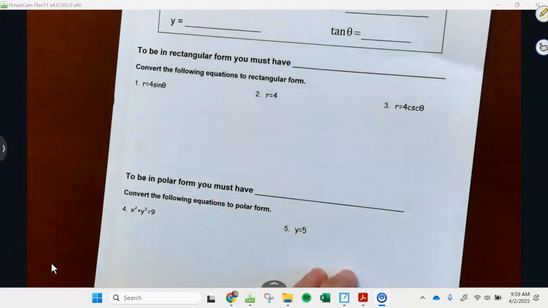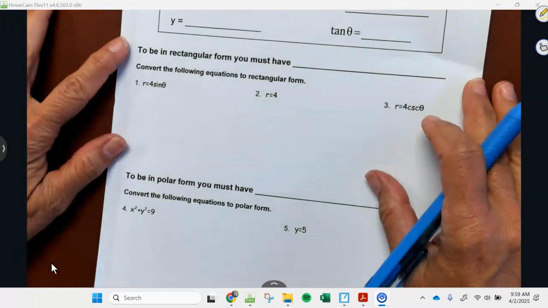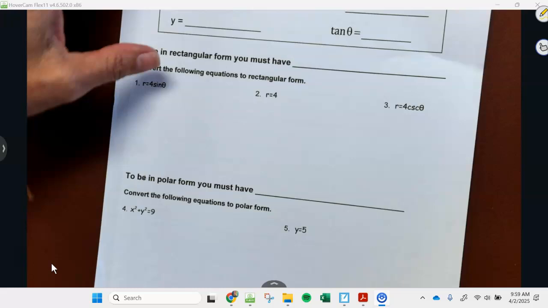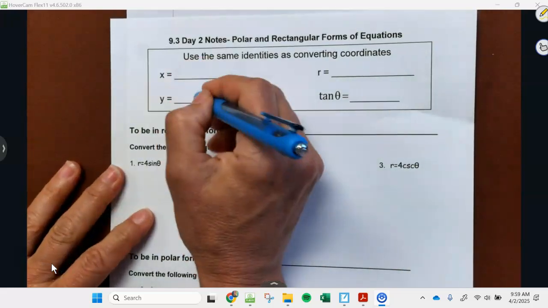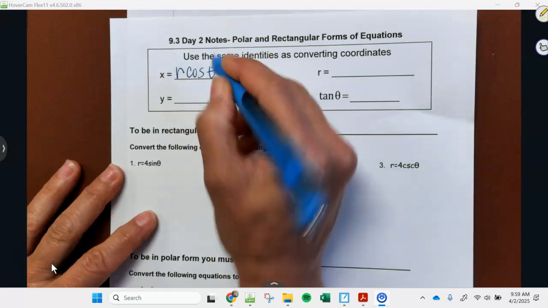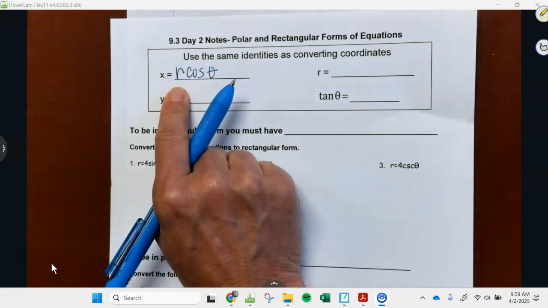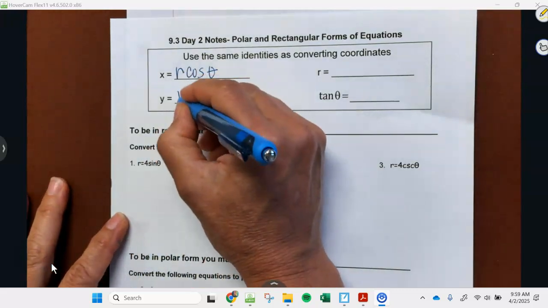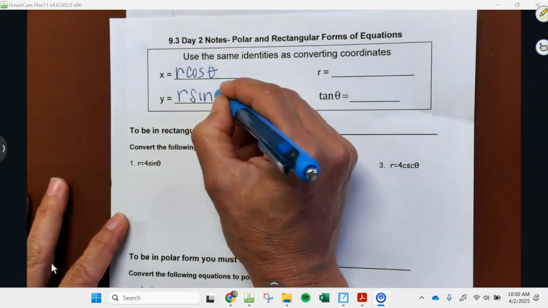Two notes, polar and rectangular forms of equations. Yesterday we did coordinates, now we are doing equations. So same thing as yesterday, x is still r cosine theta, like literally with the letter r. We have to have the letter r there. And then same with y, it has to have the letter r, but it's going to be r sine theta.